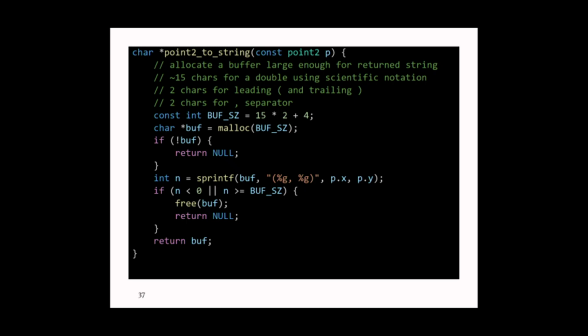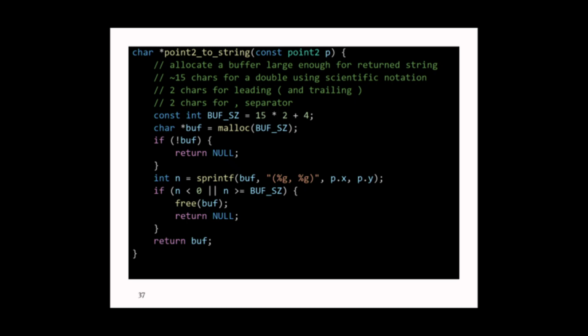N, in this case, is the number of arguments, so p.x and p.y, that are successfully converted using %g and %g. Sorry, not for printf. Sorry, not for sprintf. For sprintf, n is the number of characters that are printed into the string. So in this case, if it's less than 0, there's an error. It didn't print any characters into the string. If it's greater than the buffer size, then I've gone past the end of the string, which is bad.